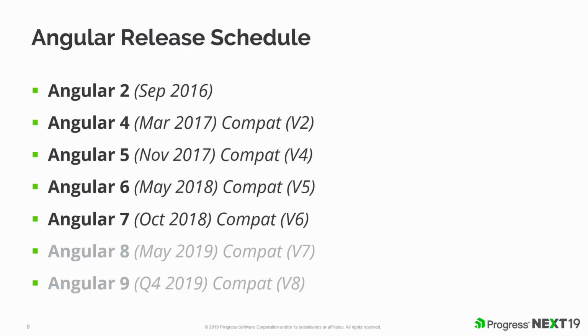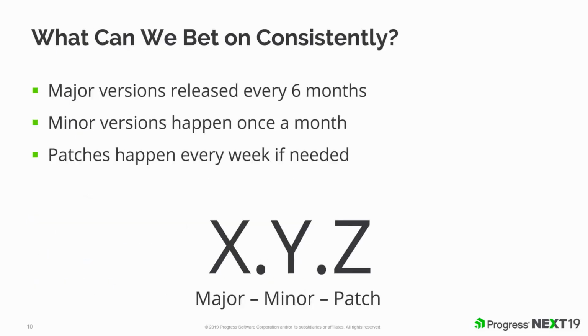I'm actually going to talk about a company who's doing just that. But first off, I want to show you a little bit about how they update their packages. They follow semantic versioning. They do major releases every 6 months, like we said. Minor versions happen once every month, and patches weekly if needed. But you have this XYZ here, which is basically a major, minor, and patch version.